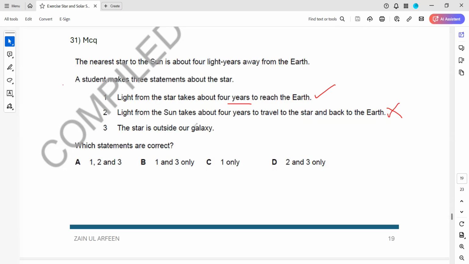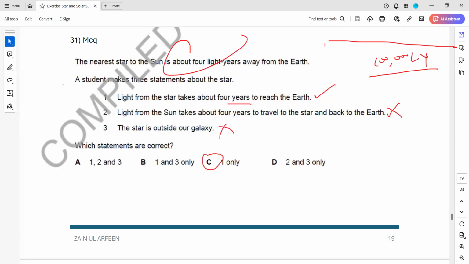No, that's wrong. The star is outside our galaxy. That is also wrong. Why? Because our galaxy, the Milky Way, is about 100,000 light years across. So if this star is only 4 light years away, it's within the Milky Way, not outside our galaxy. That's why only statement C is the right answer.